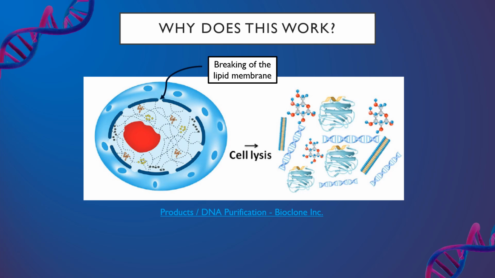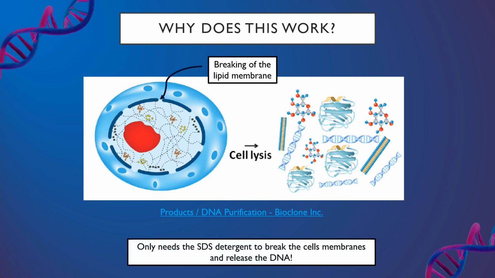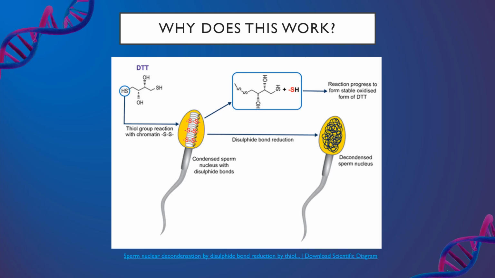Now, why does this work? It works due to the way that epithelial cells and sperm cells differ in structure. Epithelial cells and their DNA-containing nucleus are held together simply by a normal phospholipid cell membrane and can be lysed easily by only using the SDS detergent. On the other hand, the sperm head, which contains the DNA, is going to have a type of bond that is much stronger than a normal membrane, the disulfide bond. These bonds cannot be lysed with SDS detergent and require an extra strong lysis reagent, dithiothreitol, also known as DTT, to break and release the DNA. The disulfide bonds are unique to sperm cells and are not present in epithelial cell membranes.